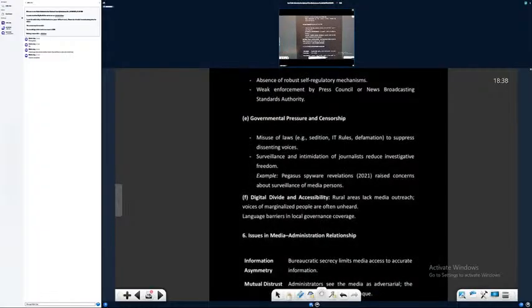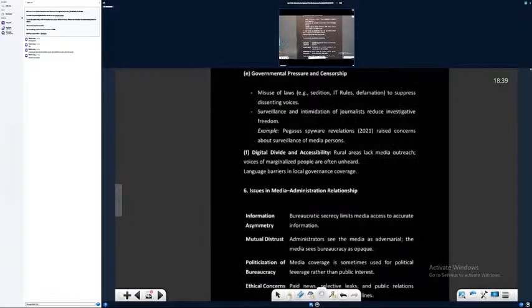Government pressure and things like Pegasus spyware. Okay, Pegasus was used on media persons also, on what they are talking about and what they are reporting against the government or the ruling party. So this spyware came out. Okay? There are other issues such as the digital divide. Everybody does not have access to information and resources. That is also there.